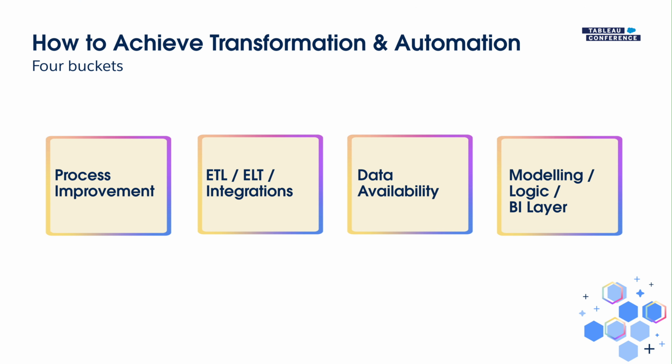Moving to the how. How we achieve the transformation and automation is through process improvement, ETL, ELT integrations, data availability, and the modeling logic BI layer. So the big thing that I want to get across here is that all of these principles and how we achieve the transformation applies to our entire finance org.